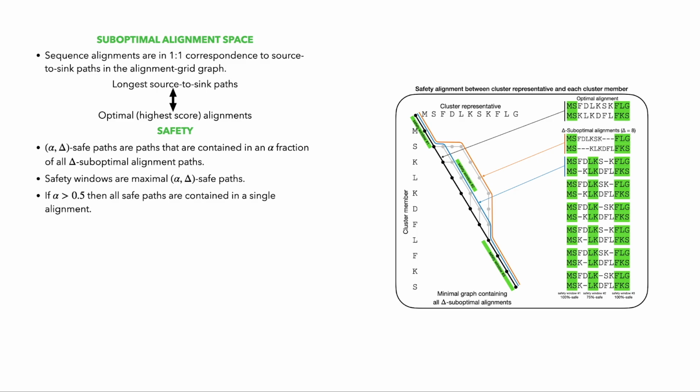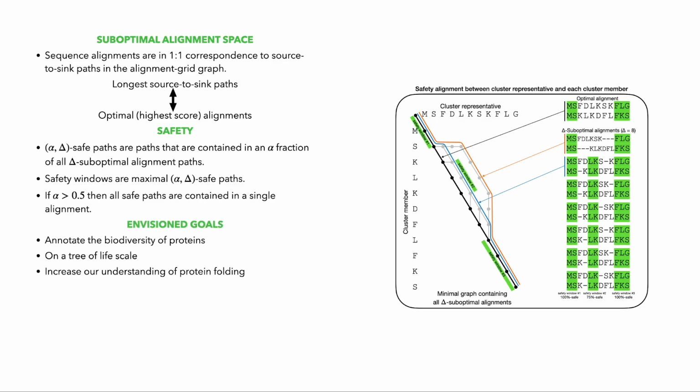And you can see this really well on the right side, of course, but also on the left there are some paths that do not touch the middle safety window. If alpha is larger than 50%, then it turns out that all safety windows are in one alignment. And this means that we can also project the safety windows onto the sequences.